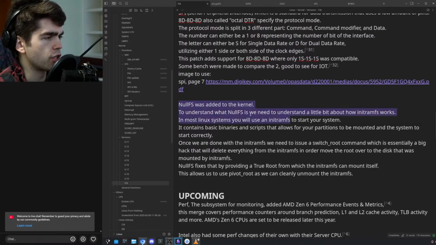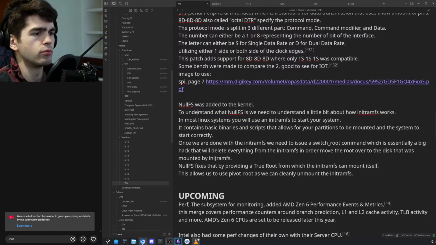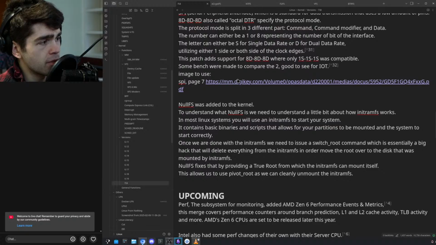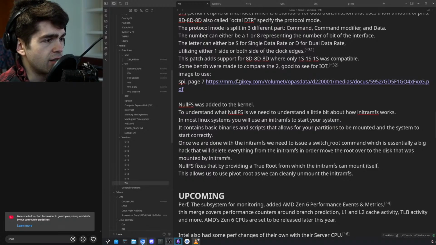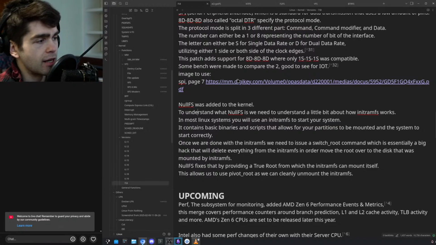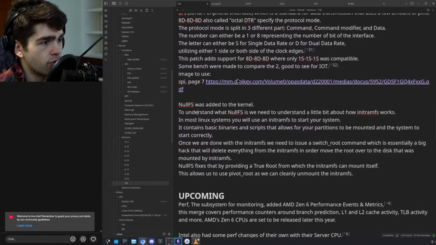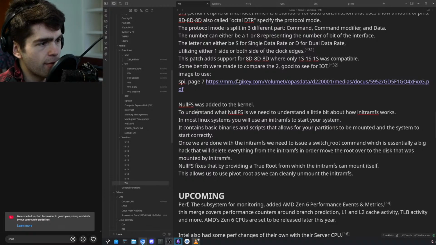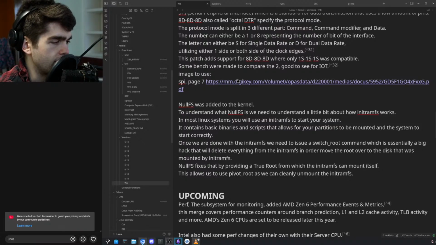So that's the first thing. Second thing, I researched it today, which is nullfs. So let's just read. To understand what nullfs is, we need to understand a little about how initramfs works. So in most Linux systems, you will use an initramfs to start your system. It contains the basic binaries and scripts that allow for your partition to be mounted and the system to start correctly. Once we are done with the initramfs, we need to issue a switch root command, which is essentially a big hack that will delete everything from the initramfs in order to move the root over to the disk that was mounted by initramfs.